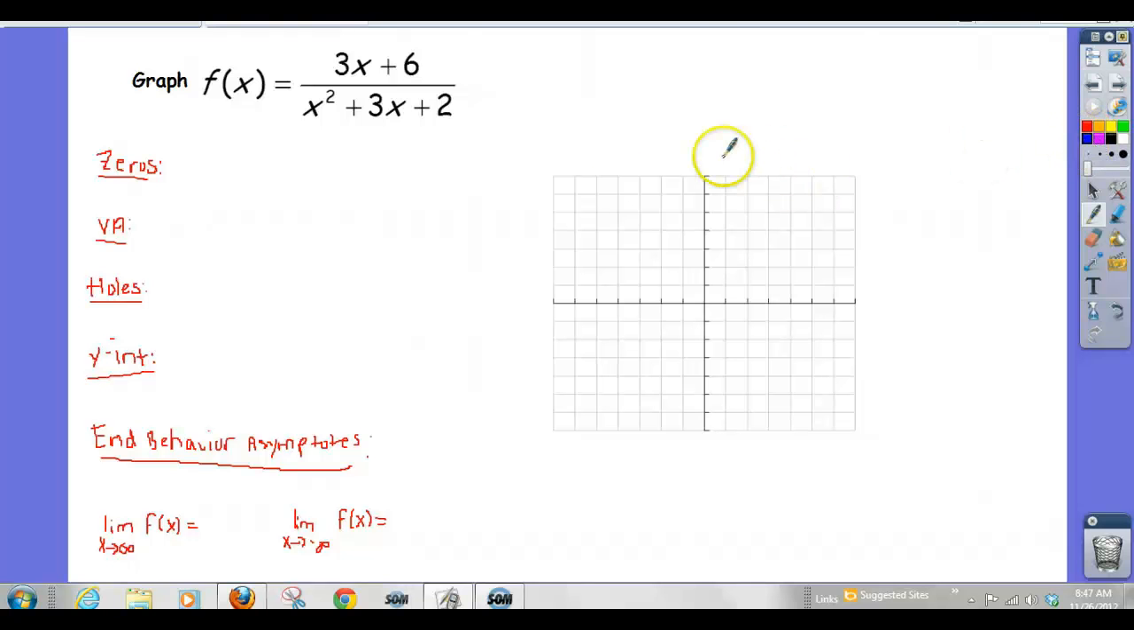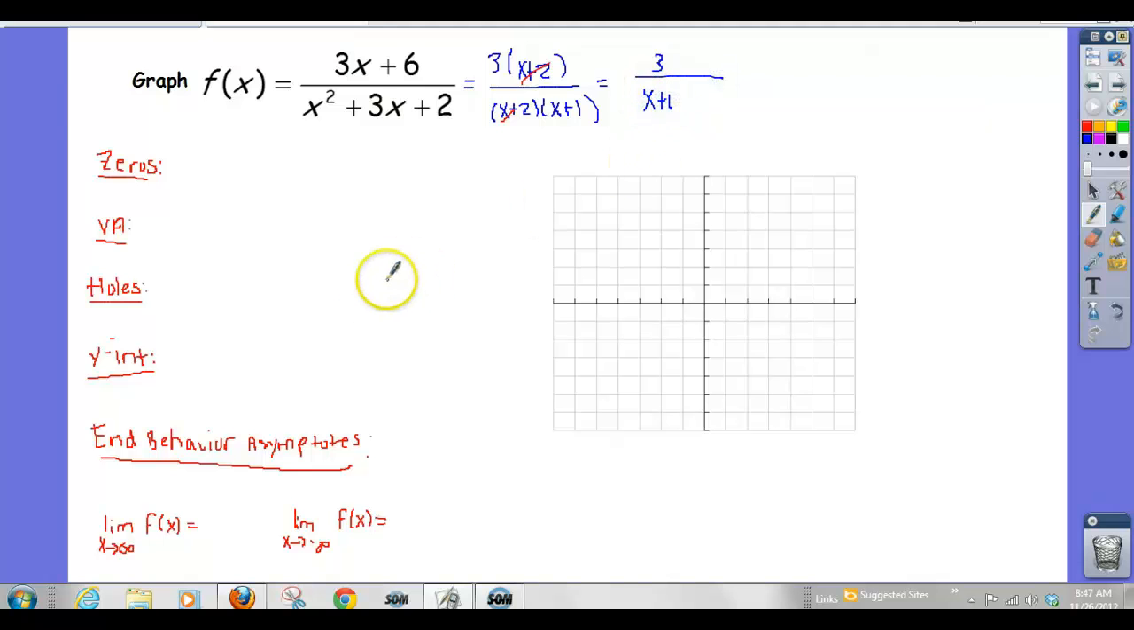Alright, one more video on graphing a rational function, and we'll start it the same way we start any other one. We look at factoring the top and the bottom. Alright, and now we see these factors divide, so we have a hole at -2, and we're left with 3 over x plus 1. Okay, so far so good.